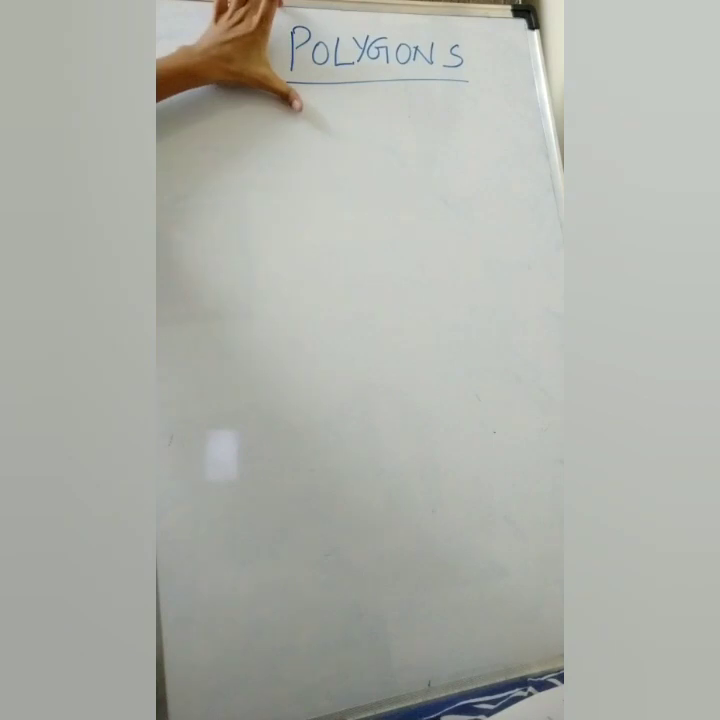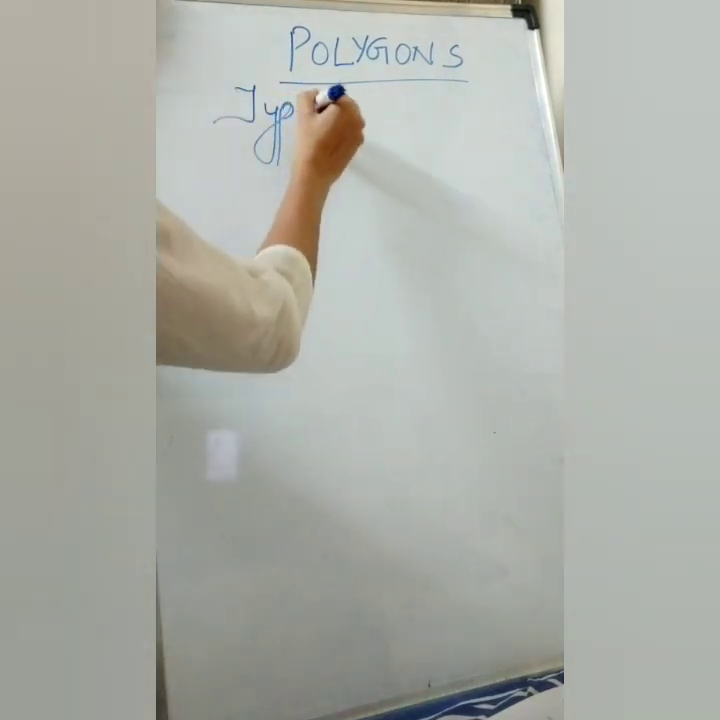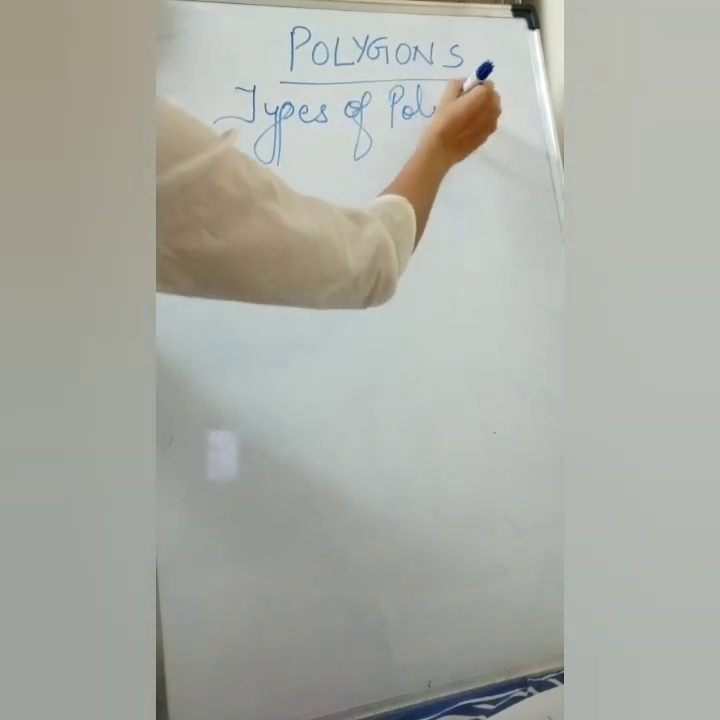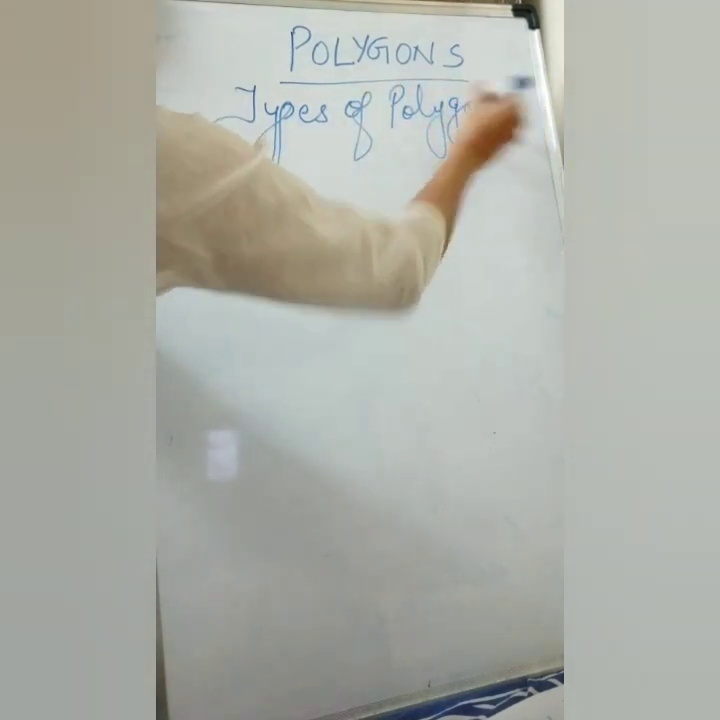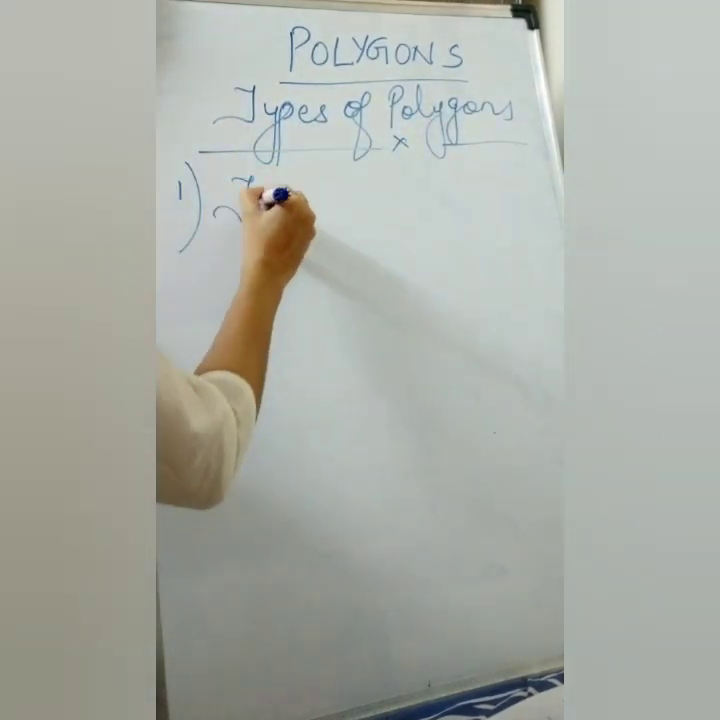Okay, now we have discussed polygons. Now we will discuss types of polygons. Number 1 is triangle.